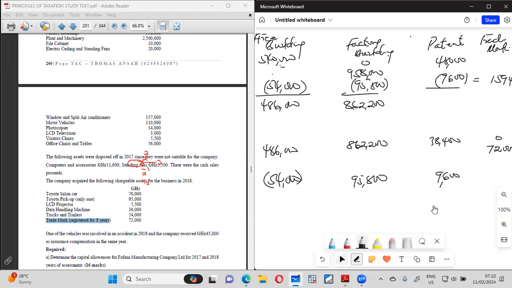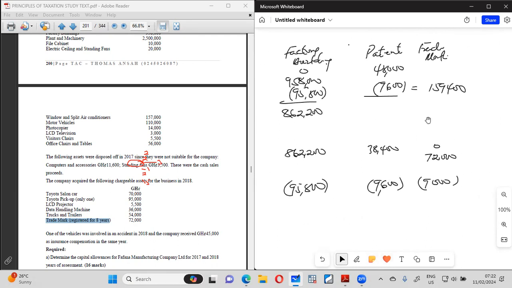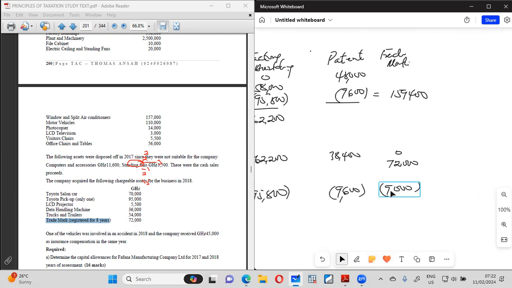Then this one that you have newly, you do 72. What is the useful life of that one? You see, that's the reason why you can't add them like the way we do the class 1 to 3. So 72, it is for 8 years. So that one is 9,000. I don't even need to do the written down anymore. So here I had 159,400. I just add the 9,000. That's all.